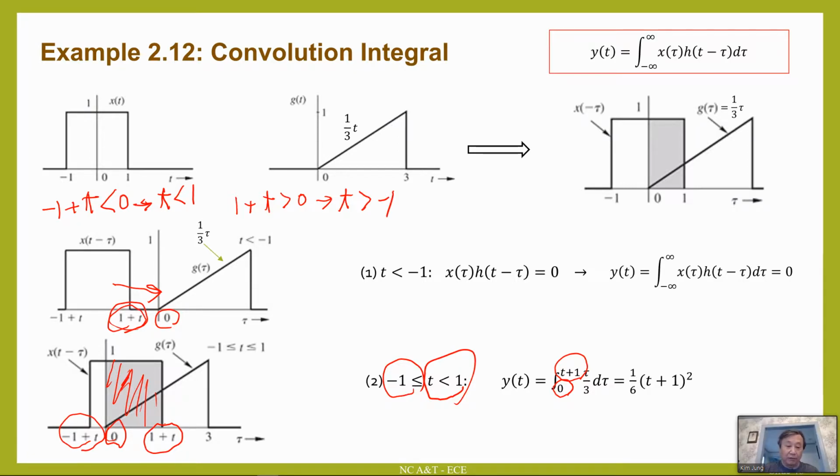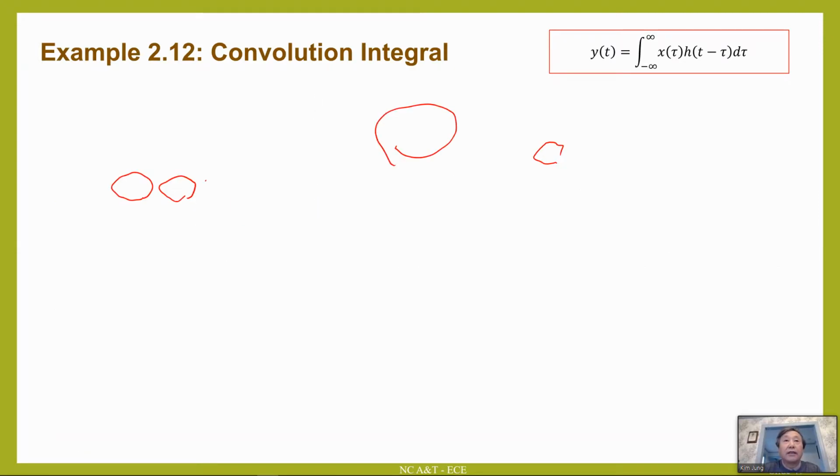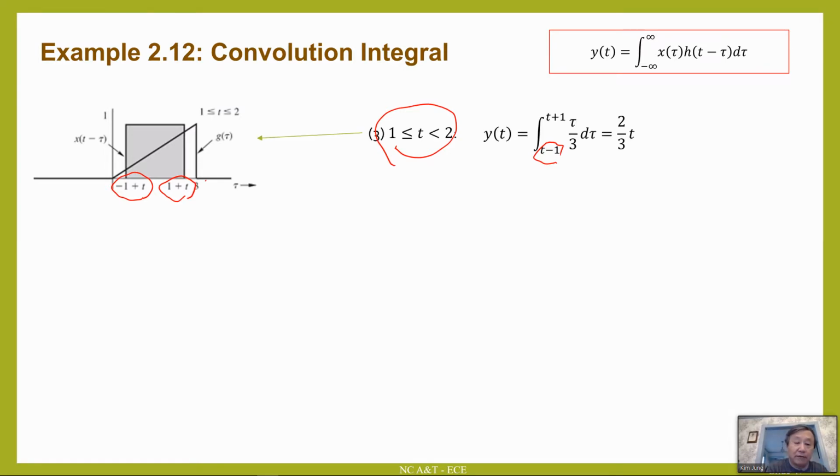Now we move it further. Because the width of x of t is only 2 and the width of g of t is 3, it can go completely inside of that one. So in these cases, I'll erase this one.